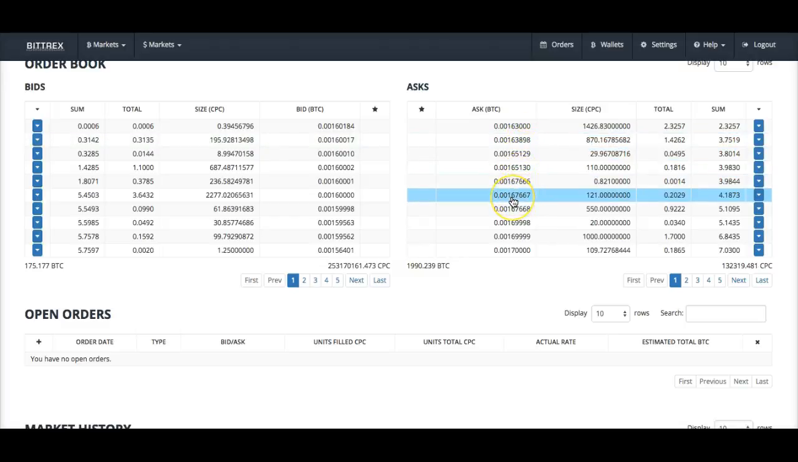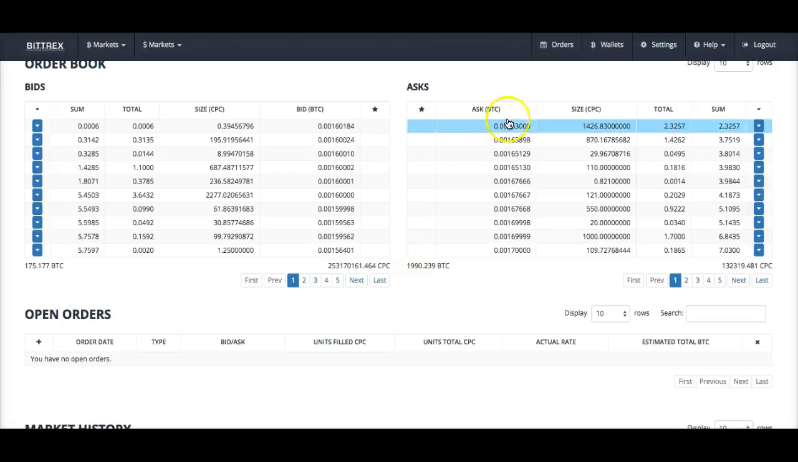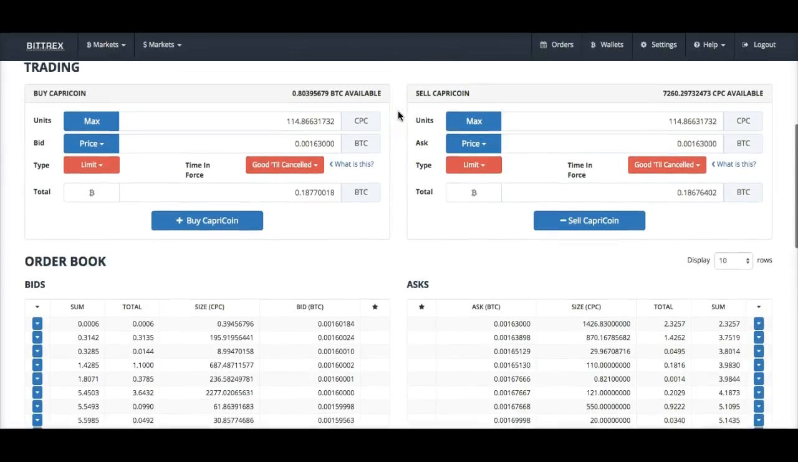So here at 167,000, I want to buy 200 of these. One thing you could do is, if you wanted to buy them at 163,000, that's fine. You could go buy 200 of those at 163,000. Click on that number. Okay, go up.